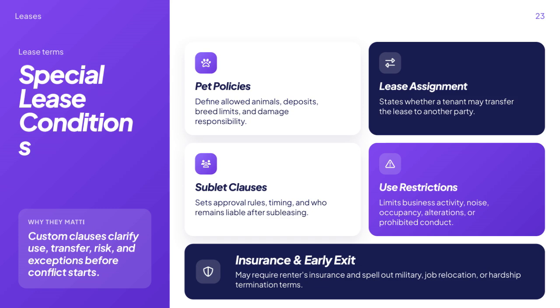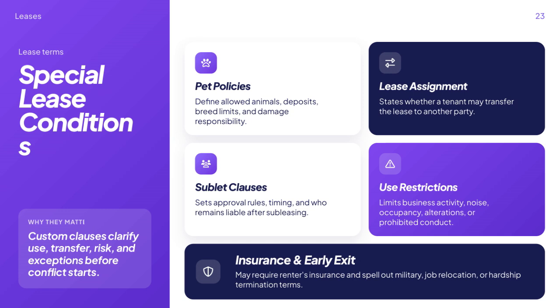For example, pet policies define which animals are allowed, what deposits might be required, breed restrictions, and who is responsible for any damage caused by pets. This helps avoid misunderstandings about pets living in the property. Lease assignment clauses specify whether a tenant can transfer their lease to someone else. This is crucial because it determines if and how the tenant can pass on their lease rights.